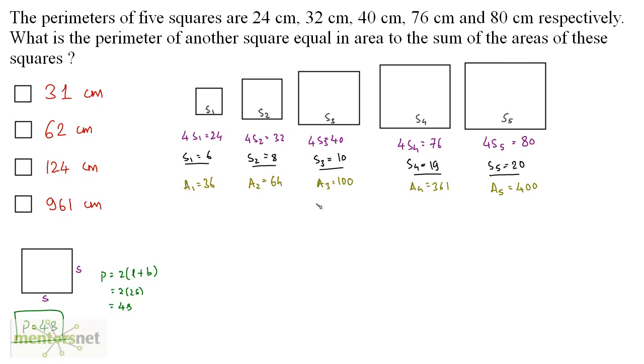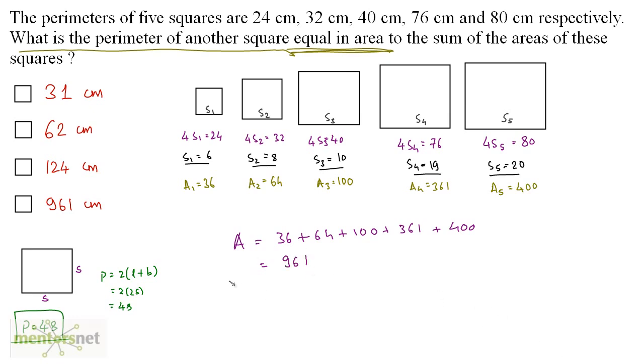We have been asked what is the perimeter of another square equal to the sum of areas of these squares. So we have this area of a square which is equal to the sum of all of these areas. So that's 36 plus 64 plus 100 plus 361 plus 400. Now if you add up all of these, you will get 961. But what is area? Area is side square. So we can calculate the side of this square. So side is equal to root of 961, and that is equal to 31 centimeter. So this is the side.